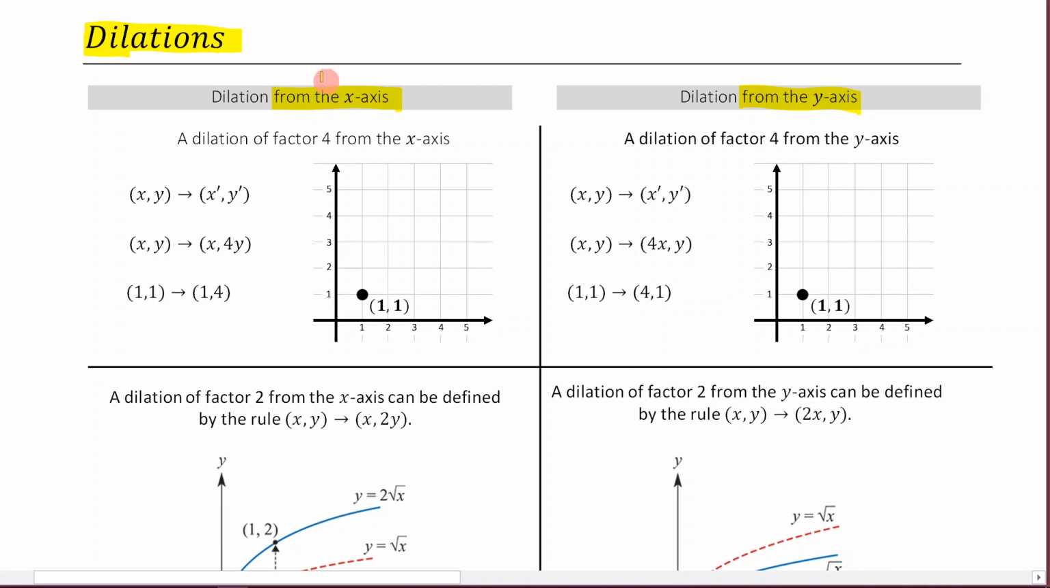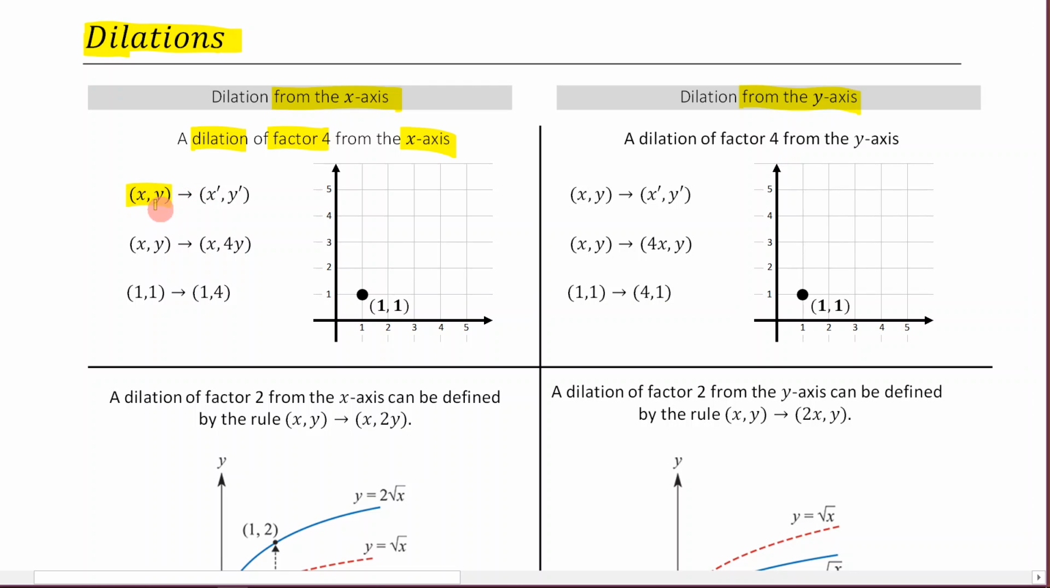Let's begin by looking at dilations from the x-axis. And here's an example that looks at a dilation of just a single point. So it says a dilation of a factor of 4 from the x-axis. We use the same notation as we do from our last lesson. So that last lesson about translation, we introduced this notation, and we're going to use it again.